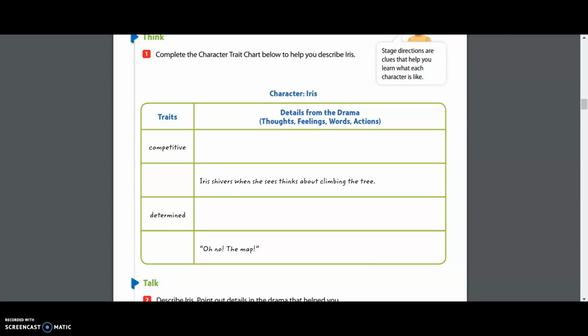The very first word that we see is the word competitive. It's been provided in the chart for us as our first character trait to describe Iris. That word means either trying to win, trying to beat others, or trying to do better than others. I'm going to go back and look into the drama to see if I can find different words and actions that can be evidence to prove that Iris is competitive.